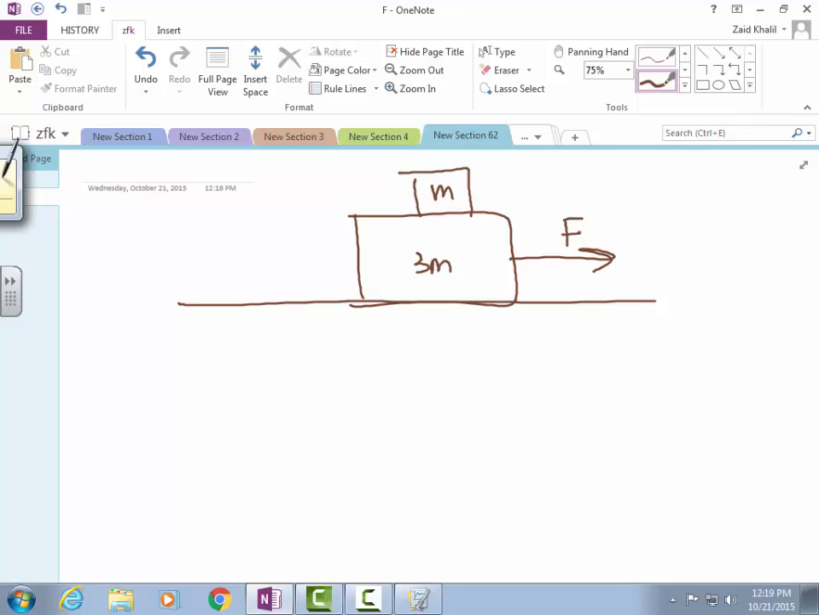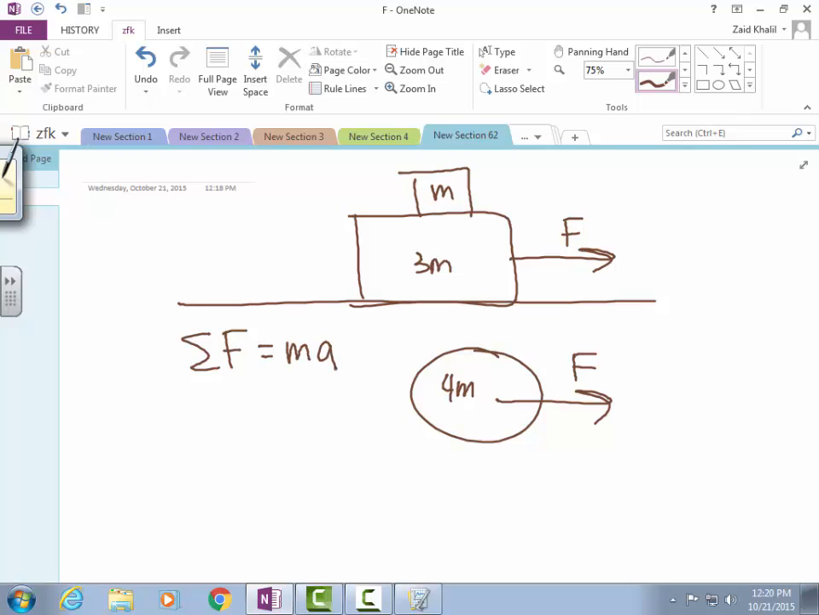So what am I going to do? I'm going to create a system. And guess what that system's going to comprise of? The whole thing. Here's the blob, 4M. What's the external force on this system? F. Where's it directed? To the right. Net F equals MA. Right? What's the net F? What's M? 4M. Solve for A. A equals F over 4M.